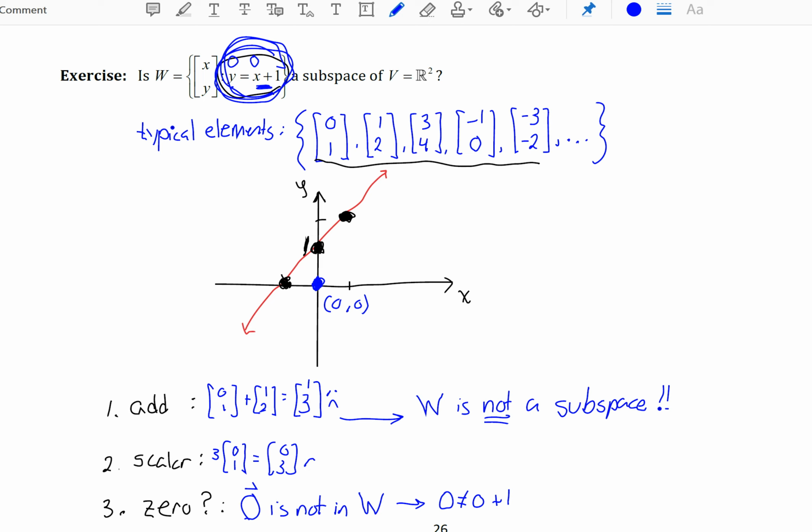So again, there's lots of ways you can show that a set is not a subspace or a vector space by showing that it can fail any number of properties. You don't have to show every one, you just have to show at least one that it does not satisfy.